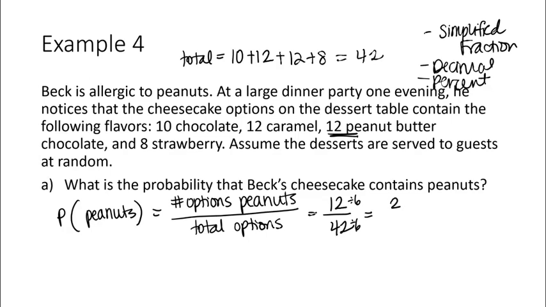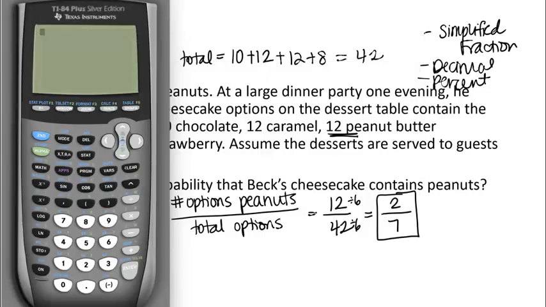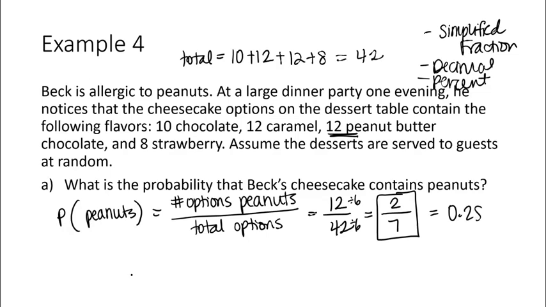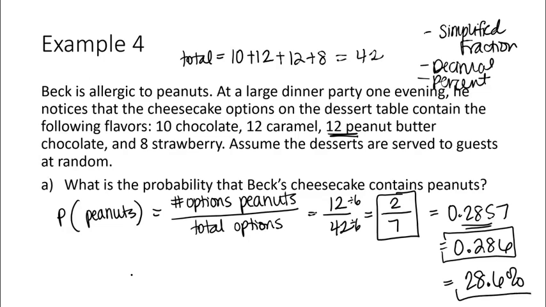12 divided by 6 is 2. 42 divided by 6 is 7. So as a simplified fraction, there are 2 out of every 7 outcomes that are peanuts. The other thing we could do is take 2 and divide it by 7 as a decimal. We would typically want to round that. So I could do it with 3 decimals, which would round out to be 0.286. Or you could give it as a percentage, which would be 28.6%. Any of those would be accepted.